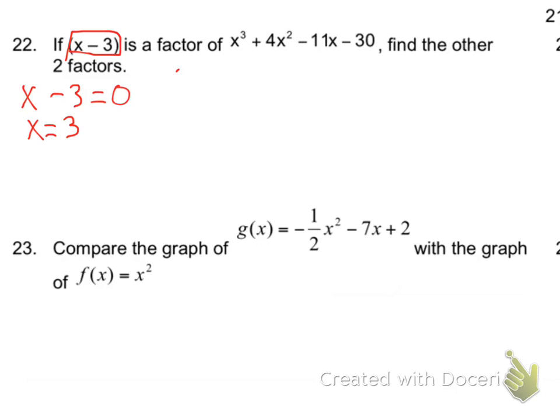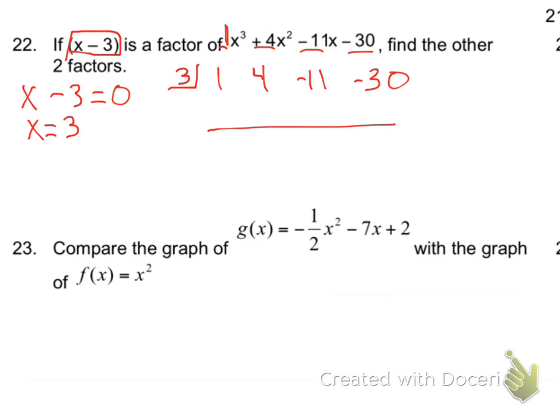Using synthetic division, 3 is going to go up top, and you look at the coefficients: 1, 4, negative 11, and negative 30. I'm going to write those out up here, and of course I'm checking that I didn't skip any. With my exponents, I went from 3 to 1 to none, which is correct. I don't need to add in any zeros.